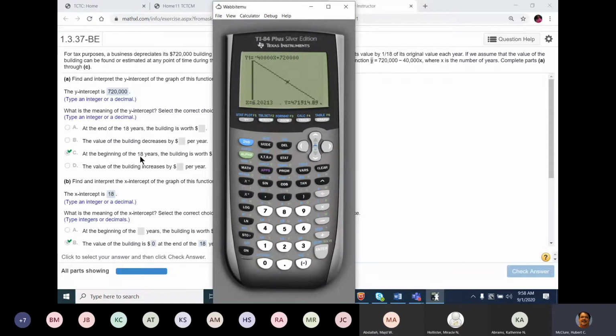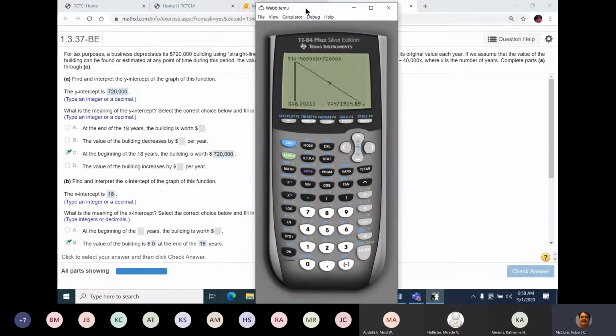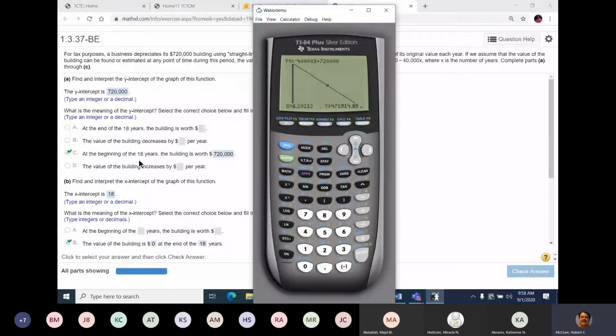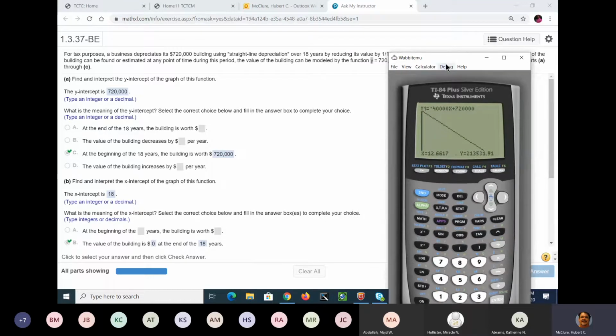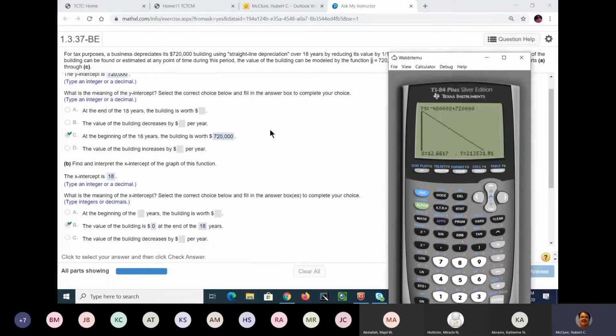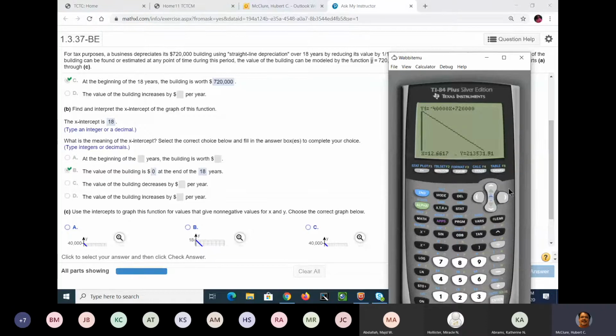So at the beginning of 18 years, so x is equal to 18. So let's find x is equal to 18. I must be missing something. Y-intercept 720,000. Oh, what is the meaning of the y-intercept? Okay, at the beginning of the depreciation, the building is worth 720,000. Okay, I'm sorry. I didn't read the question right. Okay, the x-intercept is 18. That's what we're looking for now.